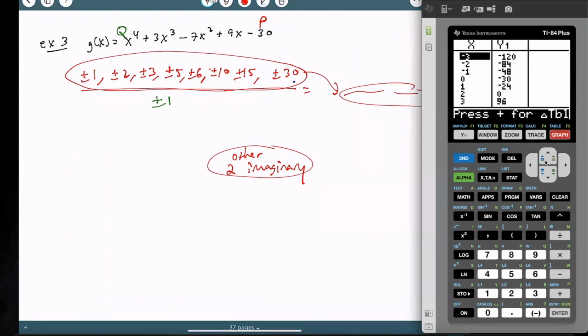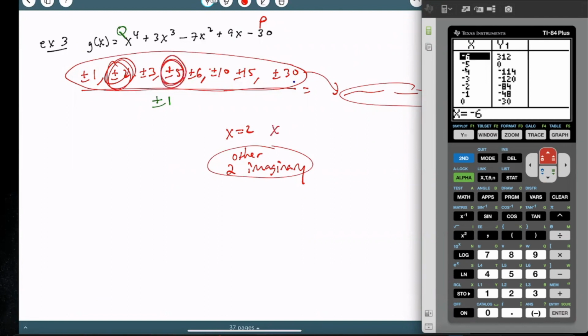Okay, so let me check. So there's one of the roots, so x equals 2. That's in our list, right? So 2 is a possibility here. Okay, we have all the way up to 30 to check. So if I go back, it looks like -5 is my other one, which is also in our list. So these 2 are in fact roots. So -5 and 2. Okay, so 2 roots are rational, 2 are imaginary.